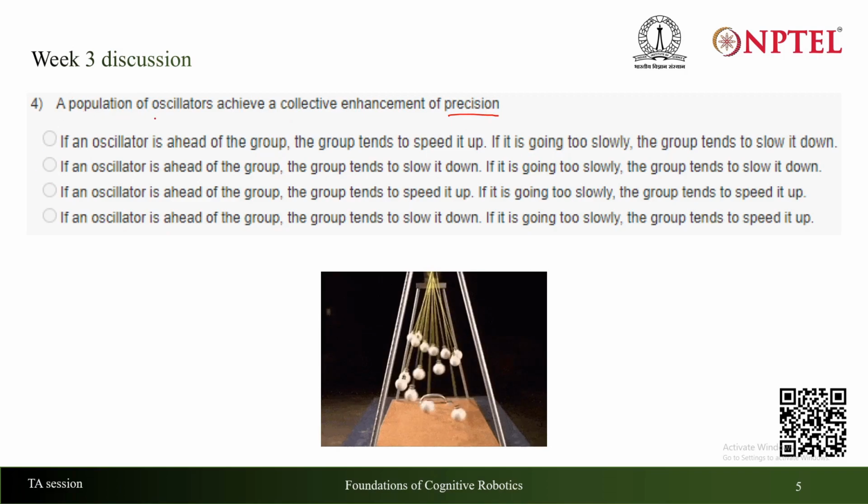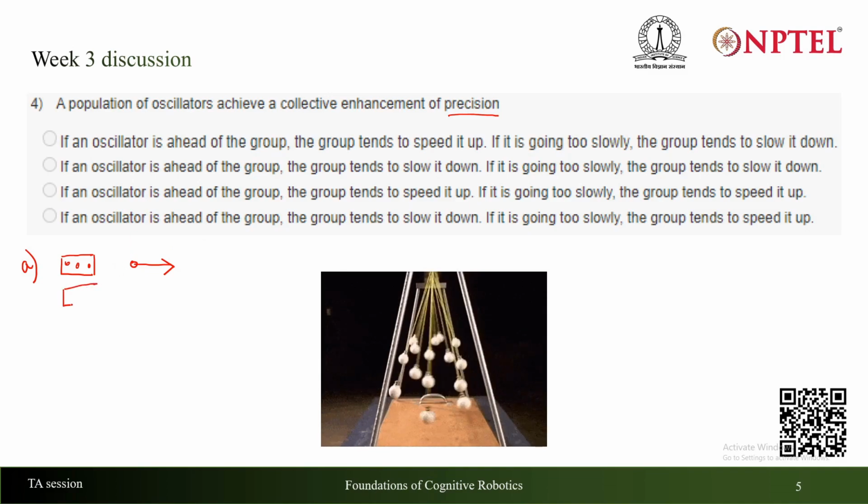So a group of oscillators moving in phase is basically referred to as the precision, here in this case, the collective precision. So if you analyze all the 4 options, what you see in option A is, suppose this is a bunch of oscillators here, and if another oscillator is ahead of the group, it speeds it up so that it moves this way, and if it is behind the group, if it is going too slowly, it slows it down.